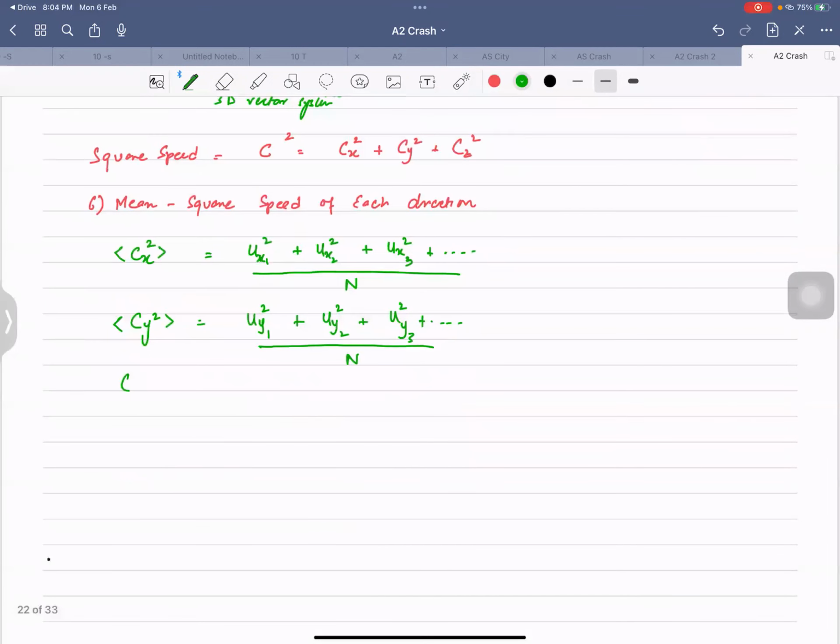Finally, I'm going to do the same with the z direction. I'm going to take uz1 square plus uz2, the second particle speed, the third particle speed, no matter how many particles there are, and then divide by n, the number of particles, and I'm going to get the mean square speed.